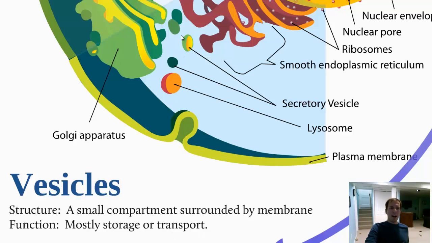But chemically, they are really one and the same as the ER. It's a piece of the ER that has been pinched off and is now free floating in the cell. And when they're transported, they're going to be pulled along the cytoskeleton from one place to the next by something called a motor protein.